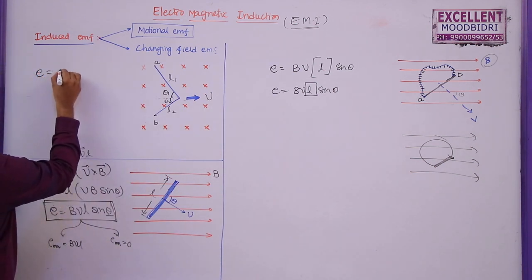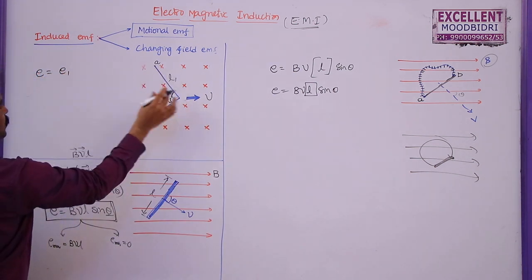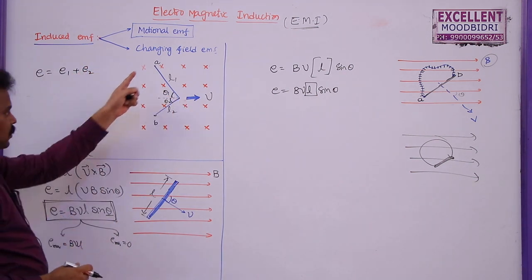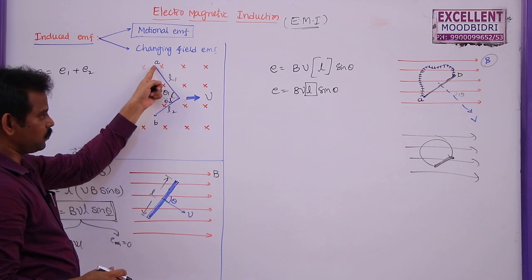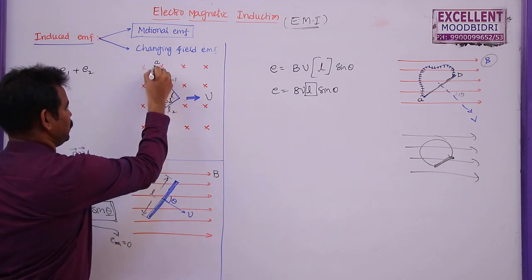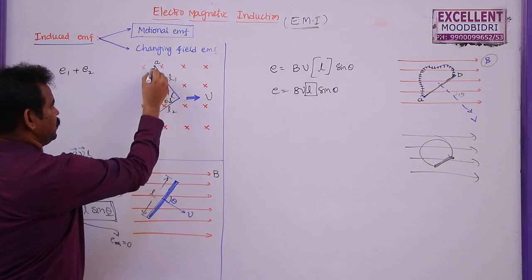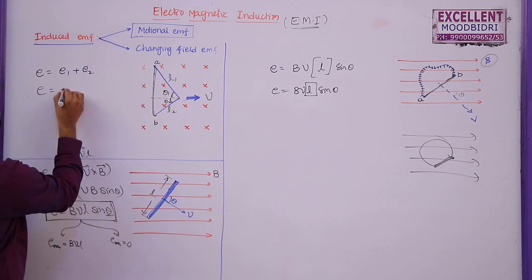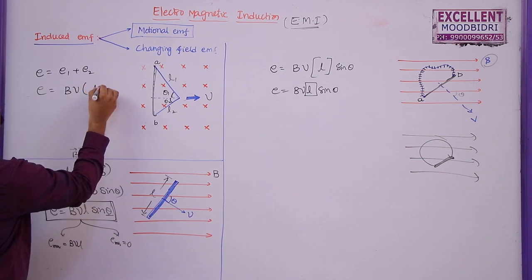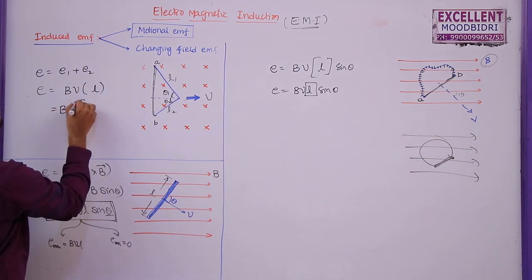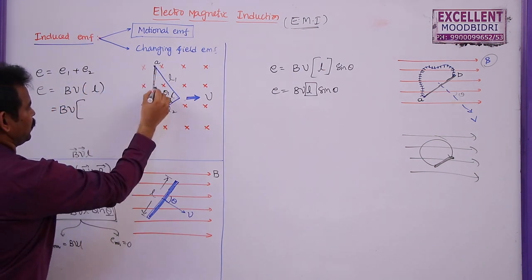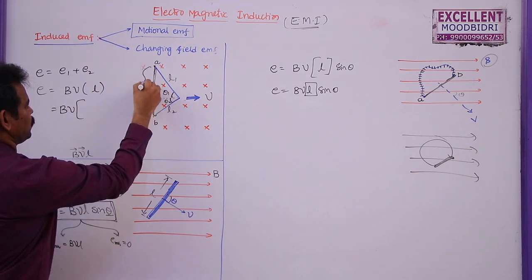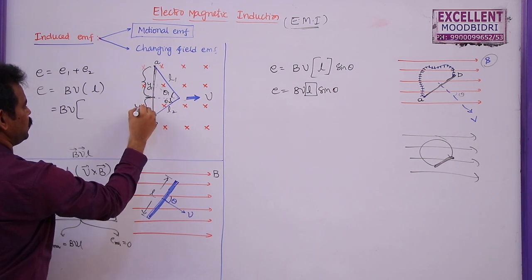EMF induced is equal to E1 due to the first rod plus E2 due to the second rod. But if you take the shortest distance, or connect the two ends with a straight line, this is the total length of this rod. So EMF is given by BV into L, and this L can be written as L1 and this one. I will take Y1 from here to here, and Y2 from here to here.